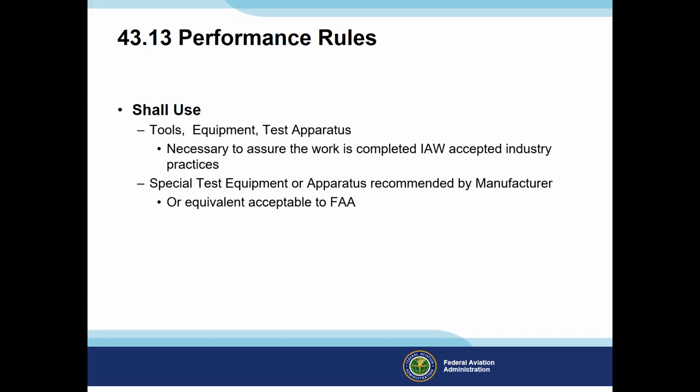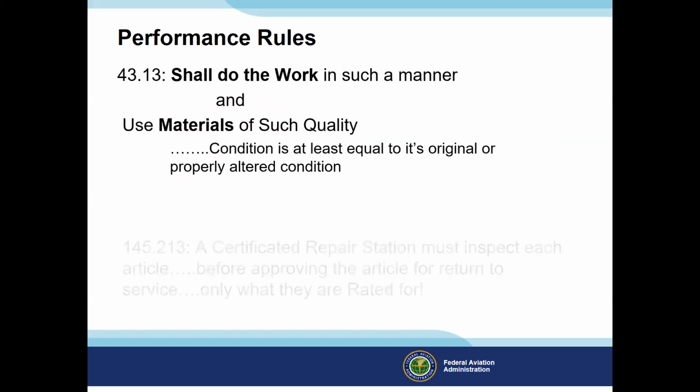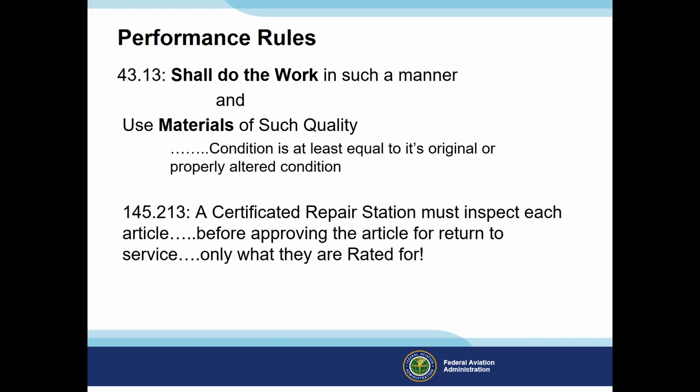Both individuals and repair stations have rules for returning to service an article that they work on. 43.13 states that the workmanship and materials used in performing maintenance must restore the item to at least the original or properly altered condition. Keep this quality requirement in mind, because your parts brokers are not under the purview of the FAA. So understand that you are responsible.